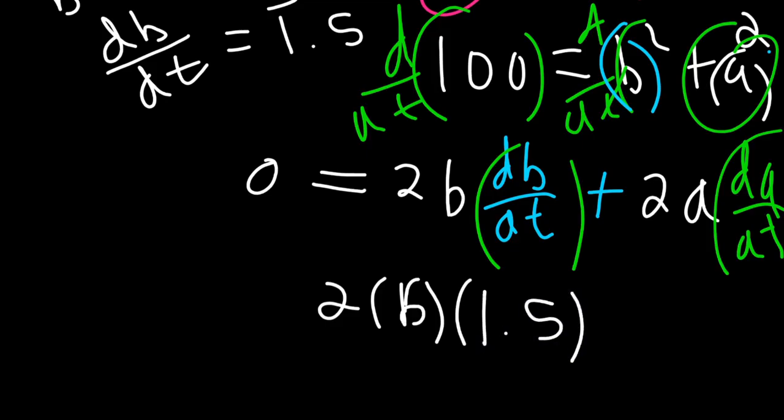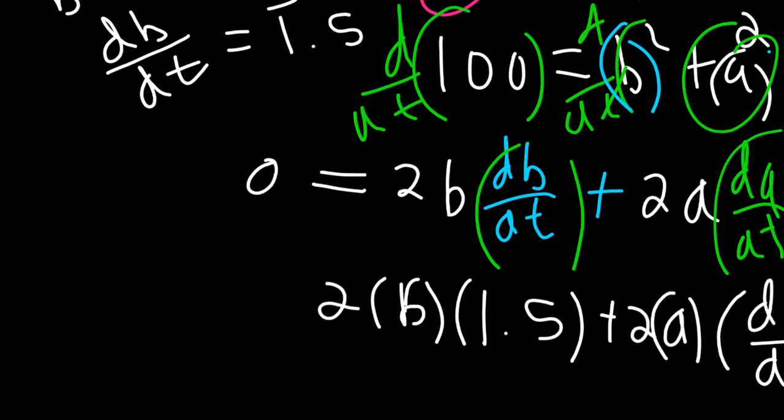And you start plugging everything in. Plus 2a, that is our unknown, but it won't be pretty soon. dA over dt, what we're trying to find. And we have a good little function here. But our problem is we don't know a.